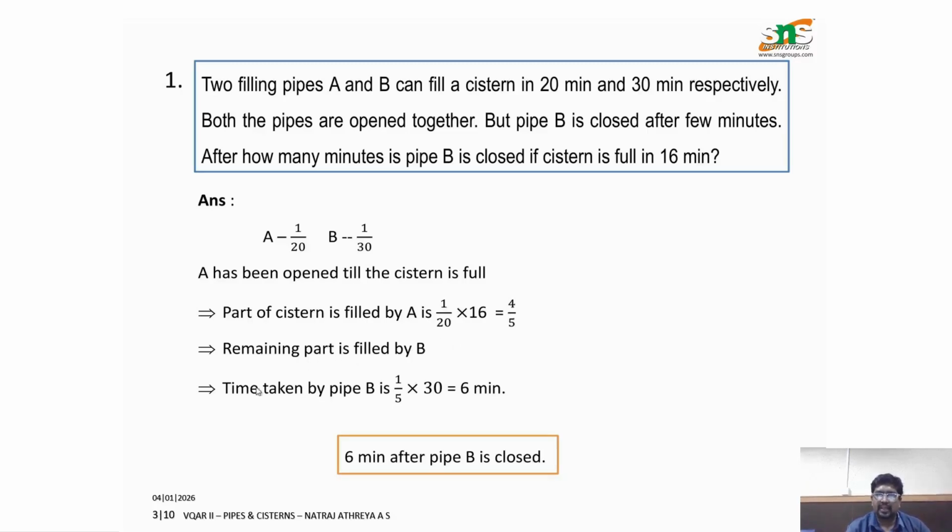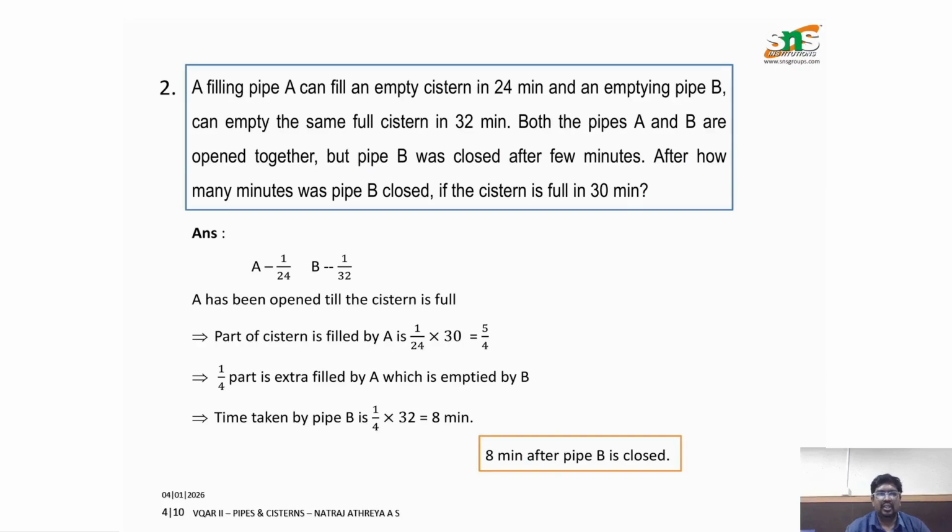So what will be the time taken? Time taken by pipe B is 1/5 into 30. 30 minutes is what it takes to fill, right? So 1/5 into 30 we get 6 minutes. So we understand that pipe B is open only for 6 minutes and then it was closed. The remaining 10 minutes it remained closed. Are you able to understand? Good. We'll move on to the next one.